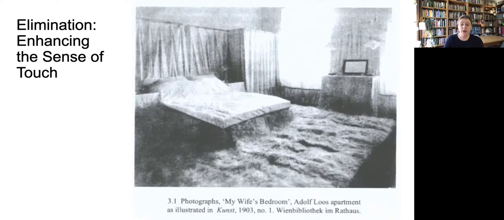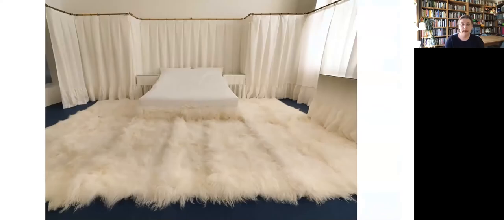Through elimination, Loos intensifies the experience of comfort through textures which appeal to the sense of touch: deep pearl fur, smooth silk, and crisp drapery. This is a reconstruction for an exhibition. This 1903 interior could not be a clearer rejection of the overstuffed 19th century domestic interior.